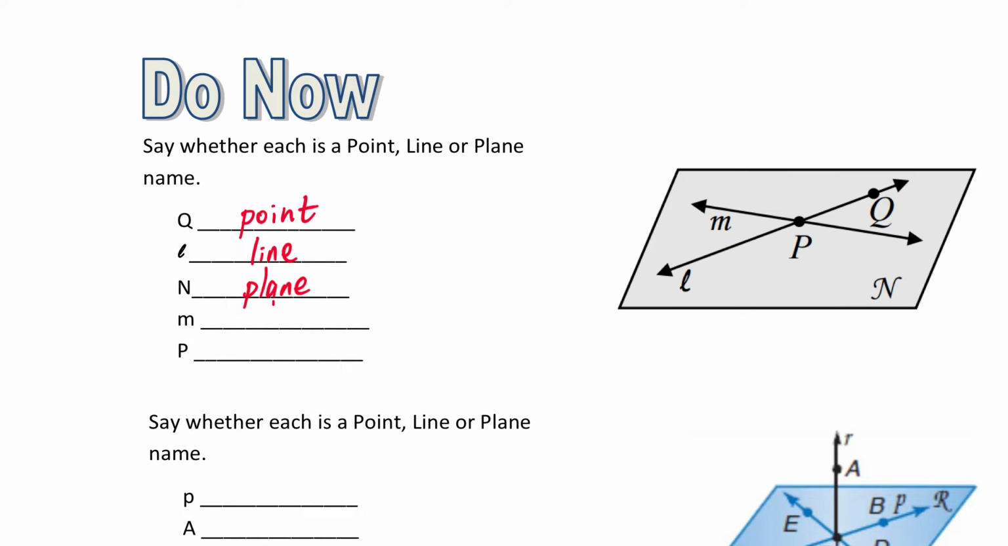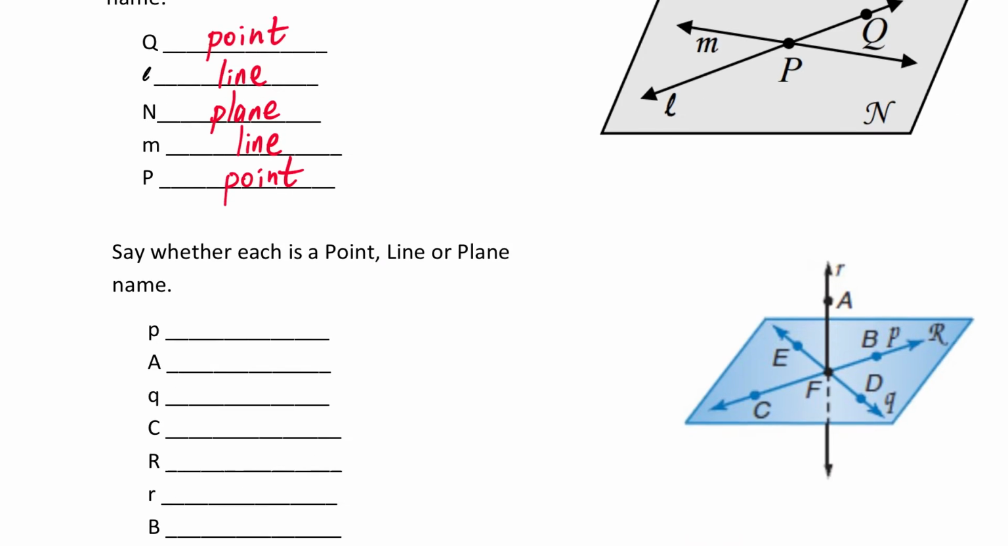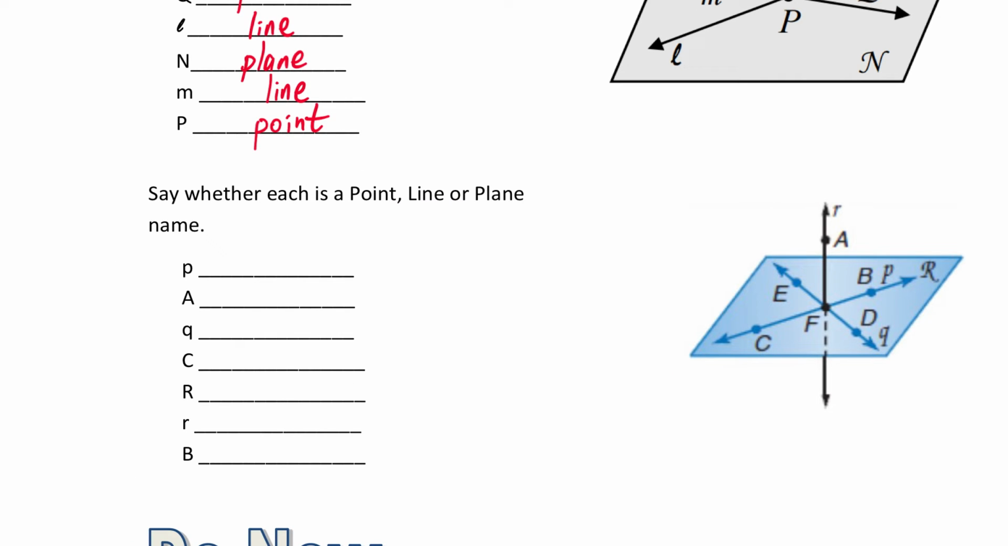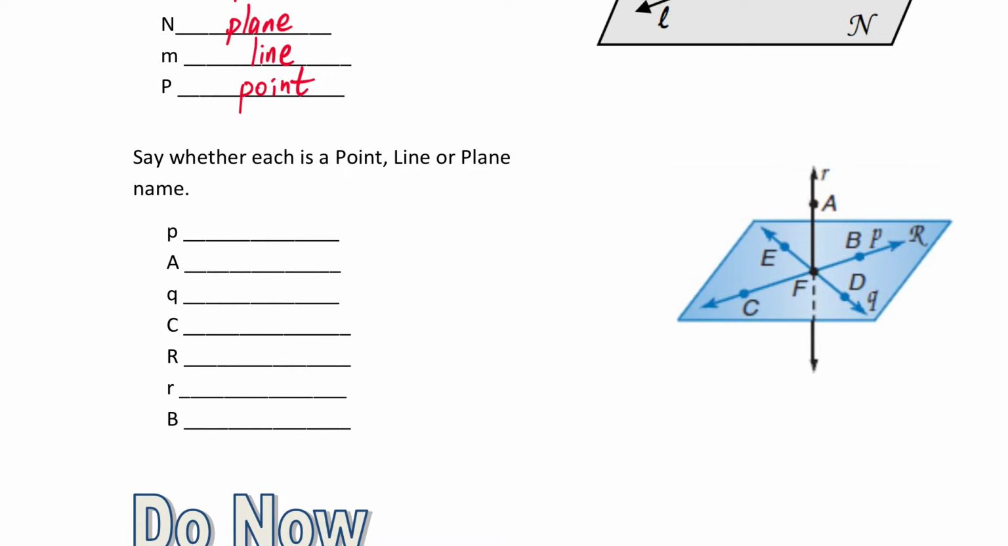Okay, what is the lowercase m? It's a line. And then what is a P? Is a point. Okay. Somebody else who has not answered yet. What does the lowercase p stand for? What is it naming? Good, it's naming a line. What is the A? Is a point. Okay, the Q is a line. What is a C? It's a point.